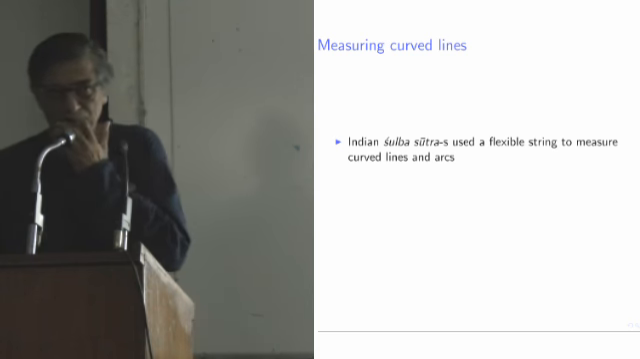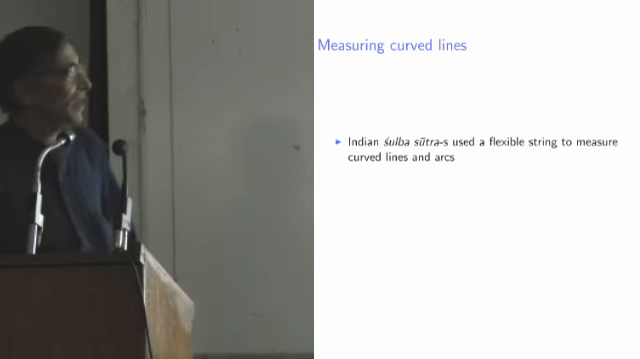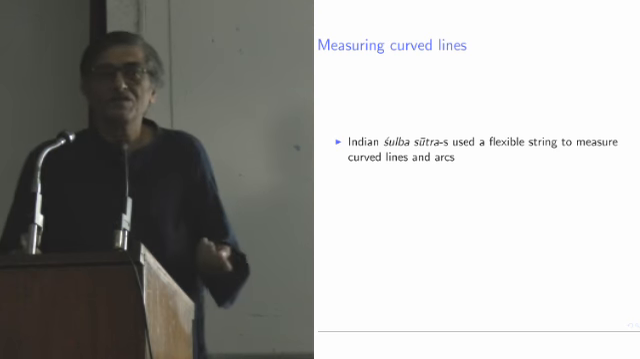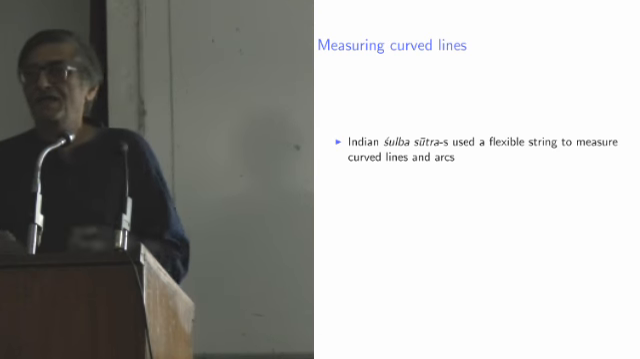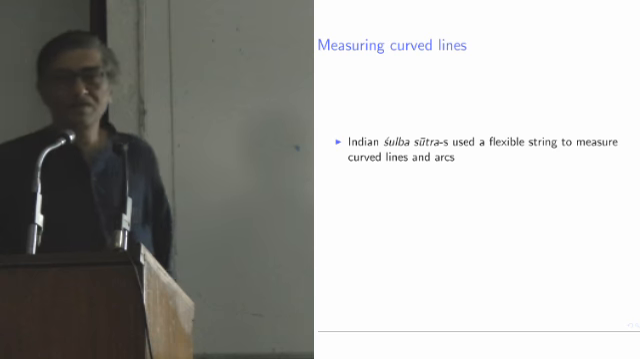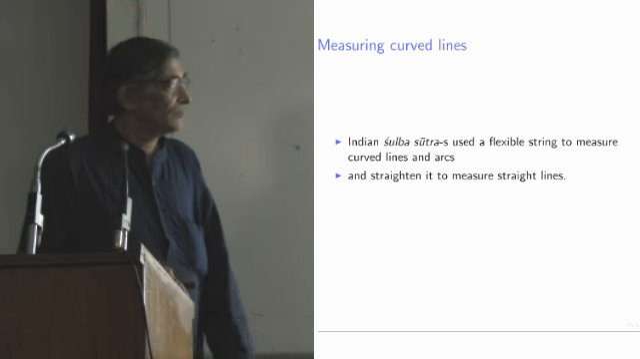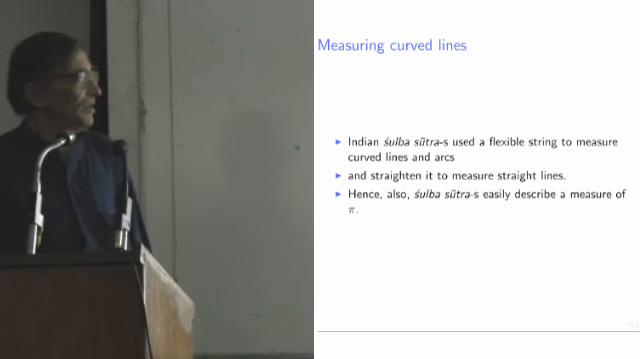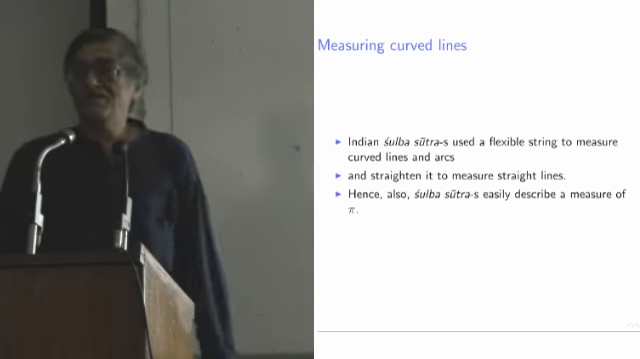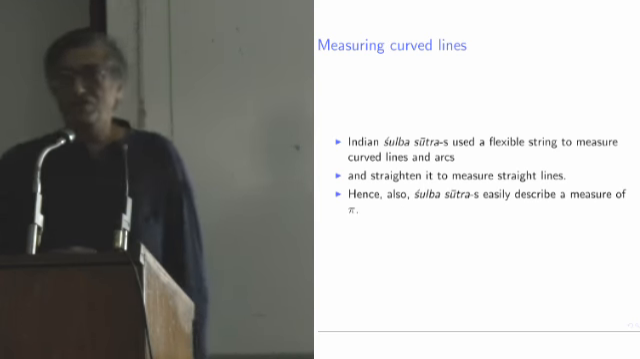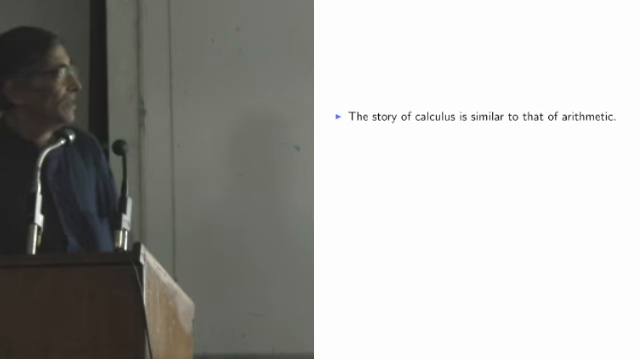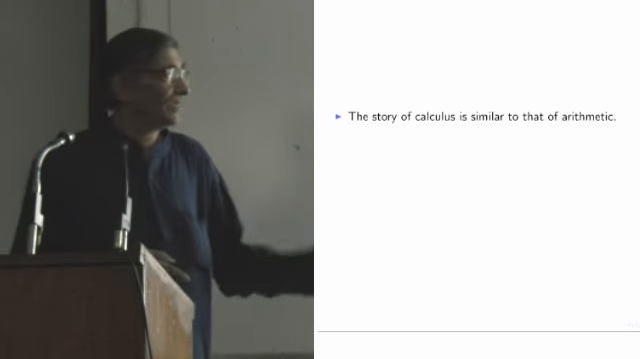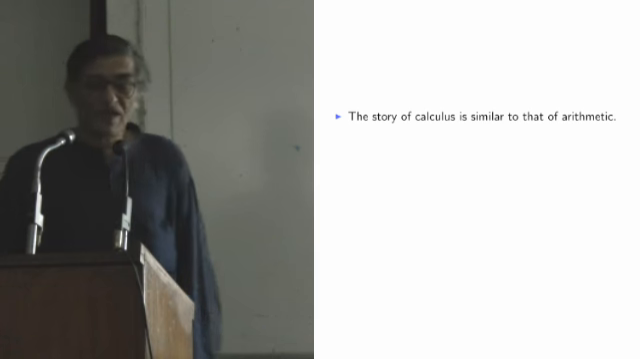And in the Indian Shulba Sutra, you had a flexible string. And with the flexible string, you can obviously measure curved lines and arcs. In fact, you can use that string to replace the entire compass box. As I have argued, you can measure it, you can straighten it, measure straight lines. And therefore you can calculate the number called pi. And this is where calculus begins. So let me shift to that.